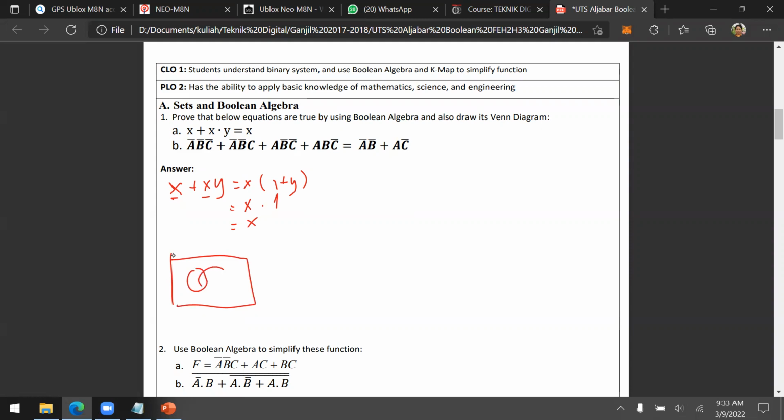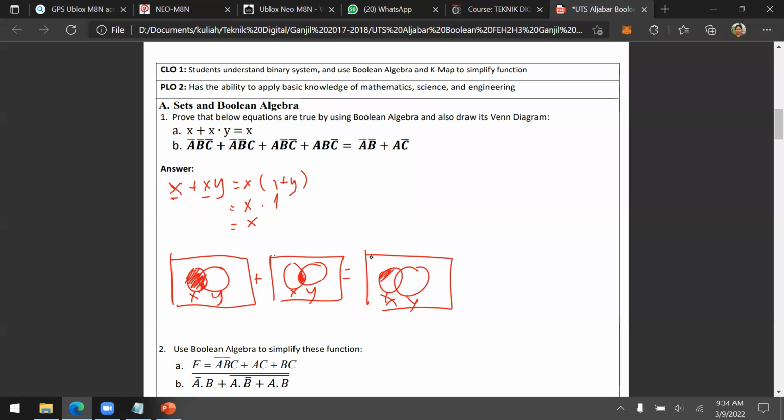And the Venn diagram is something like this. This is x, this is y, and xy is this one. So the result will be just x, right? Because x is here, and then xy is here, then the union is actually x itself.